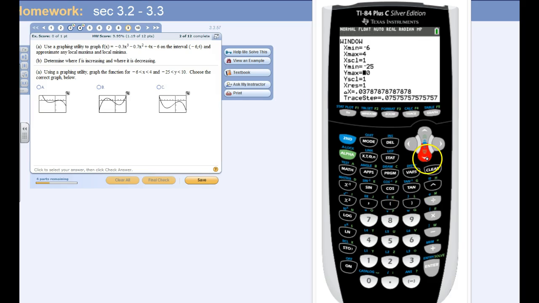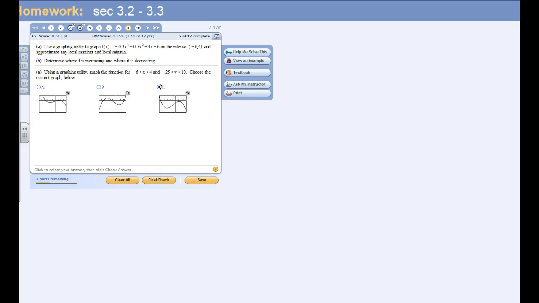The y min they say set as -25, which I have, and 10, which I have. So I'll trace this, and then you have to choose the appropriate graph. And this graph looks, I think, most like C. So I'll choose C. Check the answer. Fantastic. Then it says find the minimum.